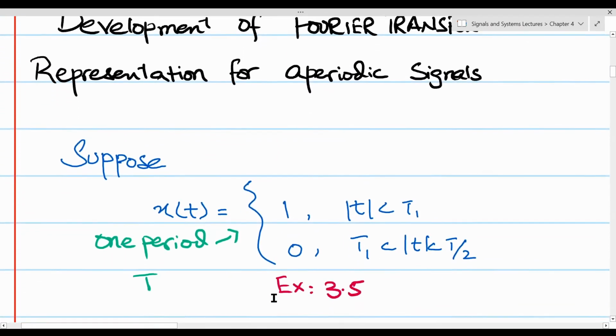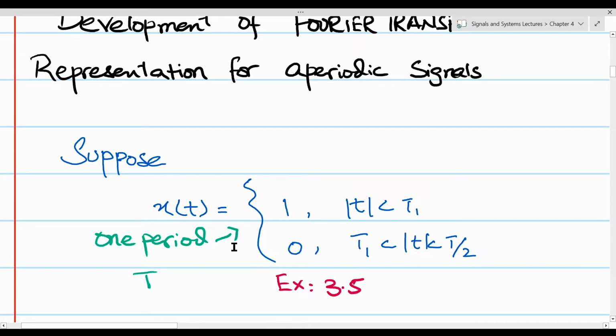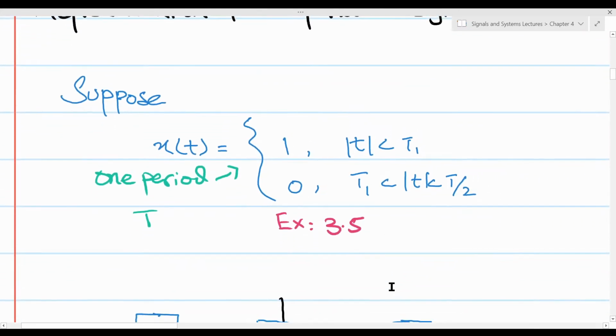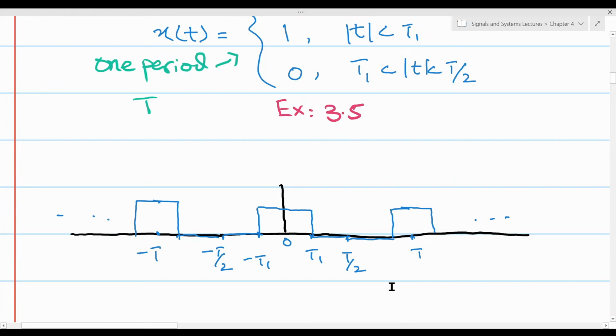Suppose we have a square wave defined something like this for one period. The square wave is 1 for |t| less than t1 and it's 0 for |t| greater than t1 and less than T/2. This is the same square wave used in example 3.5 and we found its Fourier series coefficients. Let's draw this square wave again. We can see that it is 1 from minus t1 to t1 and 0 otherwise in the time period. This time period we can represent from minus T/2 to T/2.